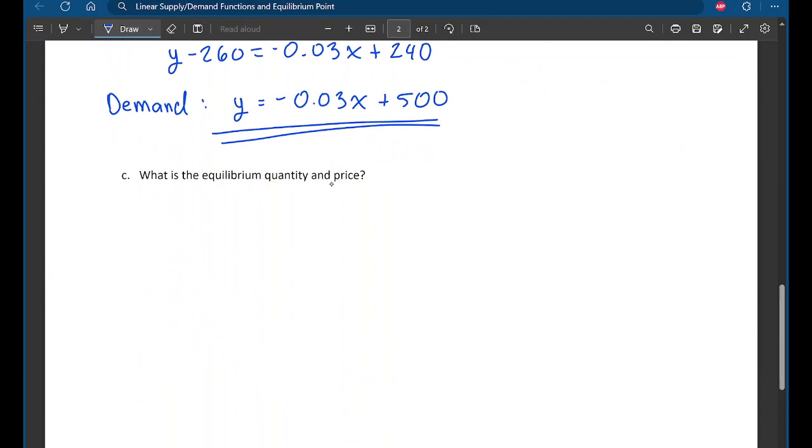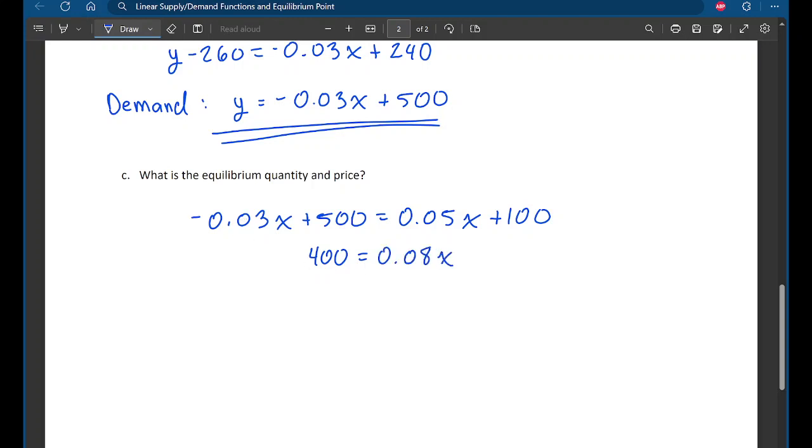What is the equilibrium quantity and price? Which again is the 2 equations set equal to each other. So negative 0.03x plus 500 equals 0.05x plus 100. Now I solve. I'm going to subtract the 100 over here, so I get 400. Add the 0.03 over here, 0.08. And I'll divide by 0.08 over, and I'm going to get a very nice number of 5,000.